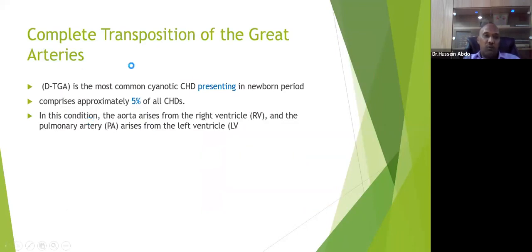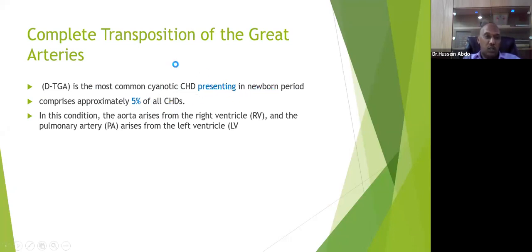Now we finish from the hypoplast, we'll come to complete transposition of the great arteries, which is an important topic. We have to know about it in pediatric cardiology or general pediatrics. This is the most common cyanotic congenital heart disease presenting in the newborn. As we mentioned, tetralogy of Fallot might not present in the neonatal period unless it is a severe type, but TGA, especially TGA with intact septum, presents early in life. So it is the most common presenting in newborn, okay?